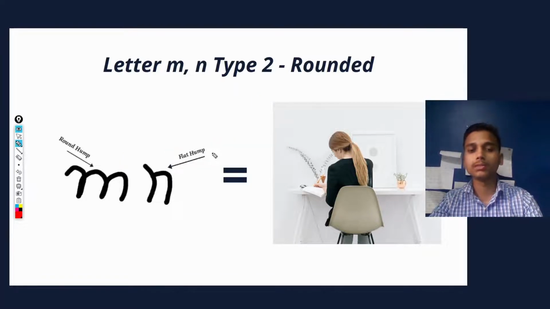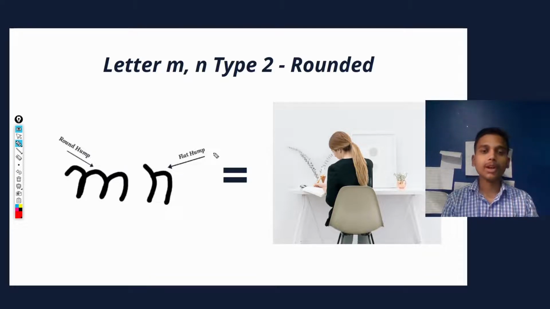If you want to be someone who is very good at long term thinking, then rounded ones are a good choice. If you want to be someone who is very good at fast thinking, then pointed ones are a very good choice. Both have their negative aspects. There is no such thing as a perfect letter type. Both have their own negative traits.